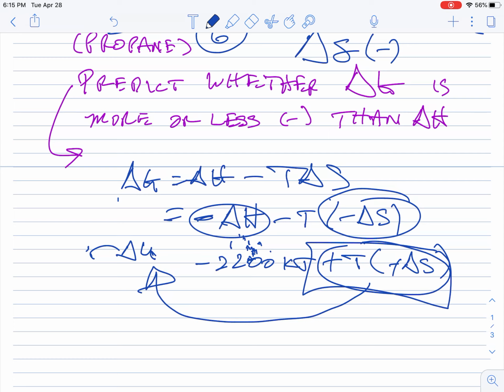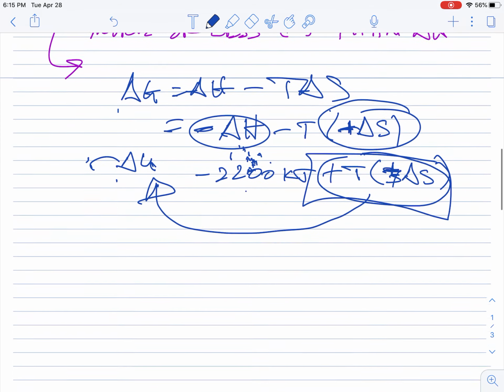And so since that gets added to it, delta G is going to be less negative than my negative delta H. Now, if this had been a positive delta S, then I'd subtract a negative value from that, and then my delta G would be more negative, or bigger in value, than my delta H. Okay, that was a struggle.